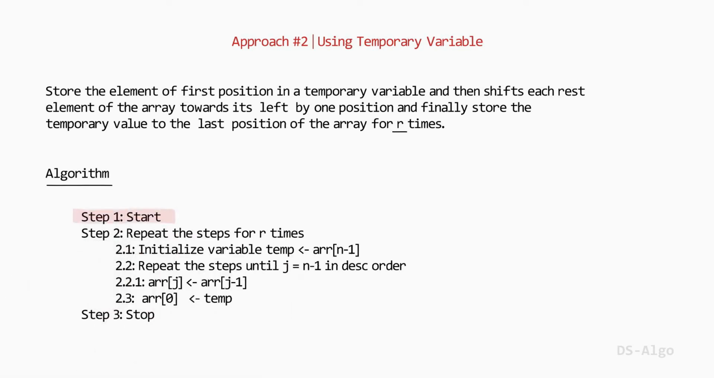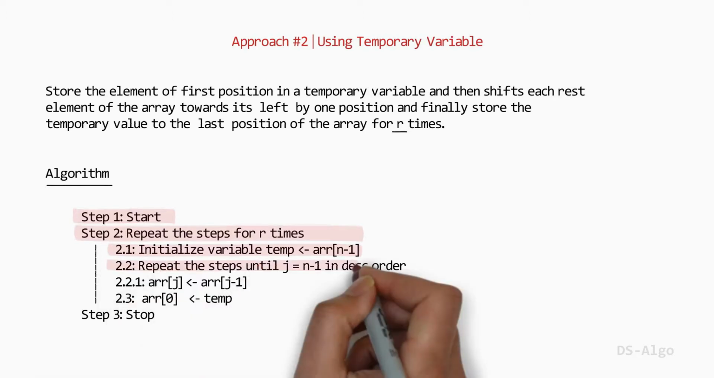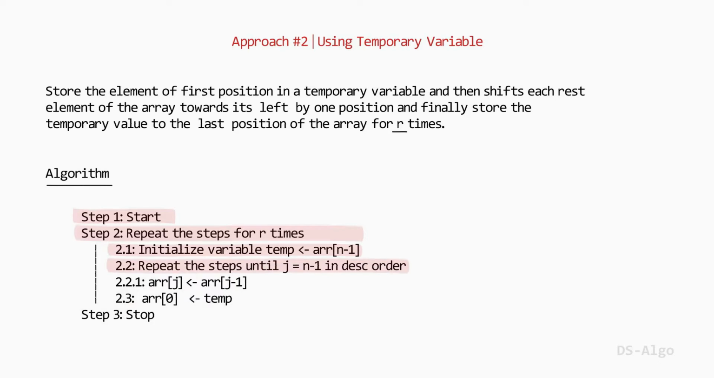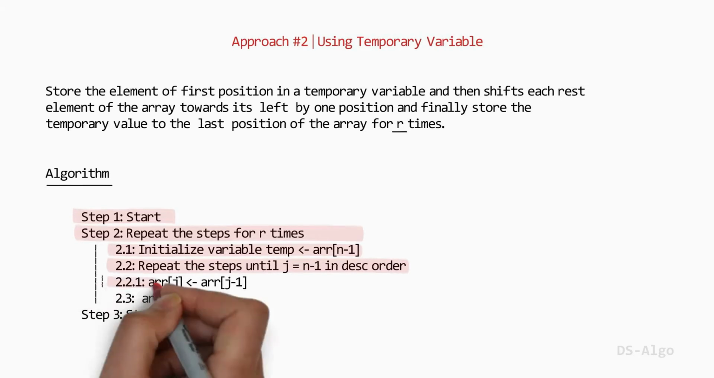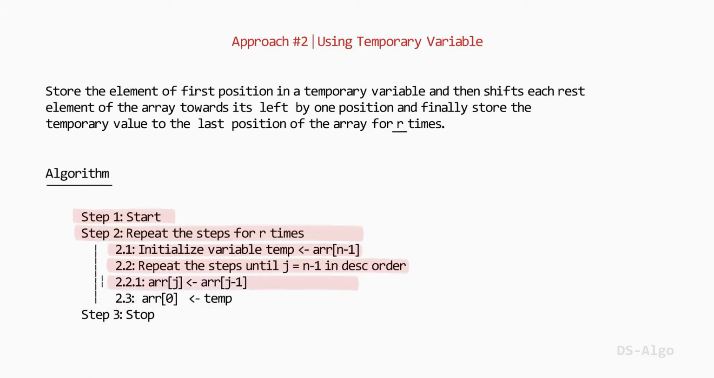Start the execution of the program. Repeat the below step for r times. Store the last element of the given array of size n in a temporary variable. Repeat the steps until j equal to n-1 in descending order for this step. Shift the elements of the given array towards its right by one position. Finally, store back the temporary variable in the first position of the given array. Stop the execution of the program.